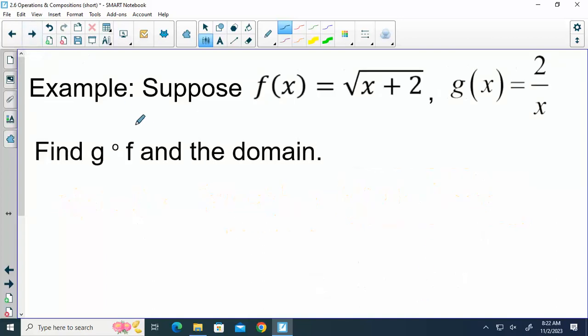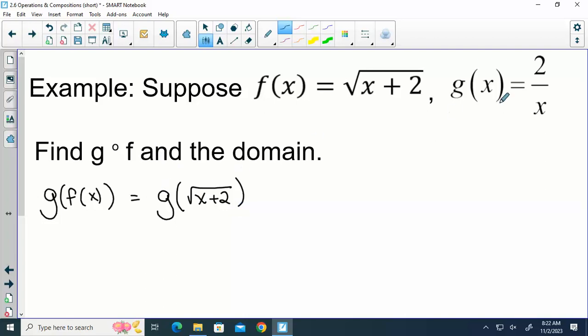All right. Let's do one with a radical. So I want g of f of x. So f is the square root of x plus 2. And if I'm putting that in, we have 2 over the square root of x plus 2. Is that okay for how to leave your final answer?